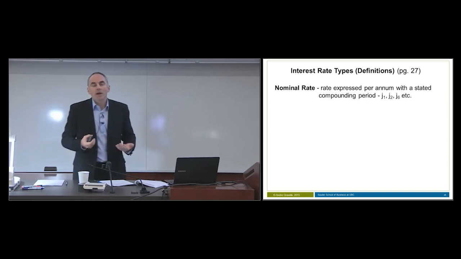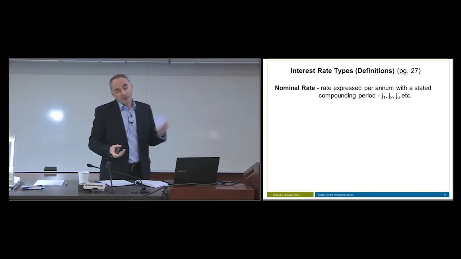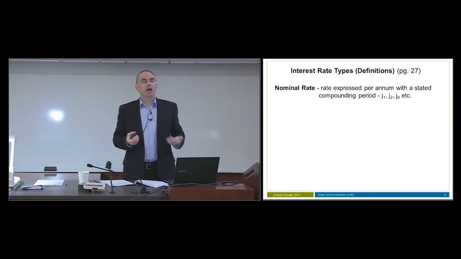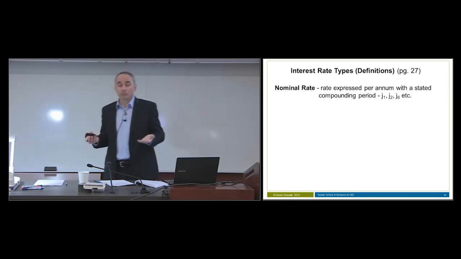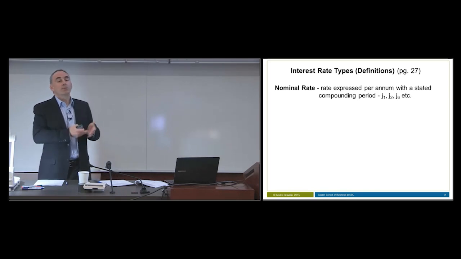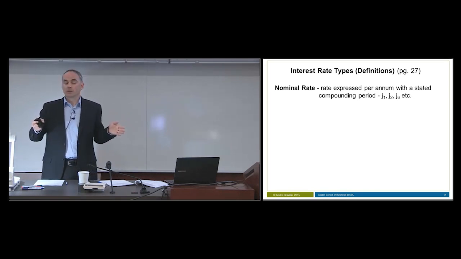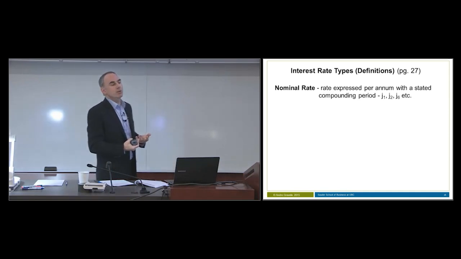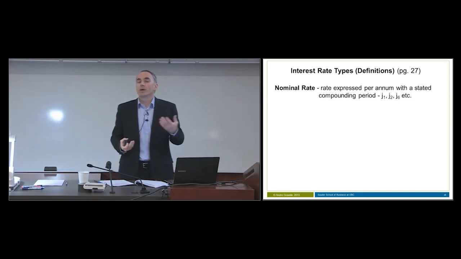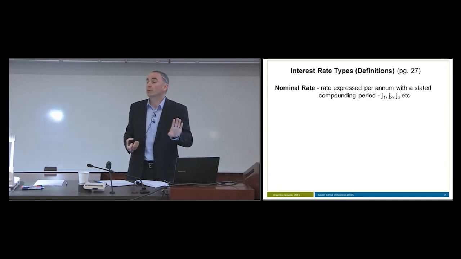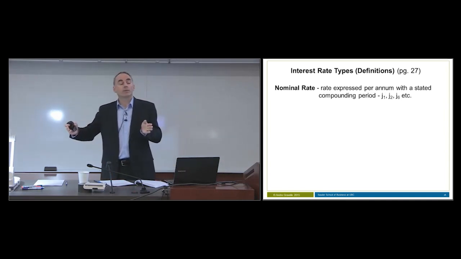Now there's a couple of kinds of interest rates that we'll deal with a lot, really three kinds, but two primary kinds. The first type of interest rate is called a nominal rate. A nominal rate is an interest rate that's expressed per annum or per year, and it will have a stated compounding period or frequency associated with it. We denote a nominal interest rate with a small j. So when you see a j, that means it's a nominal rate. It means it's for the whole year.